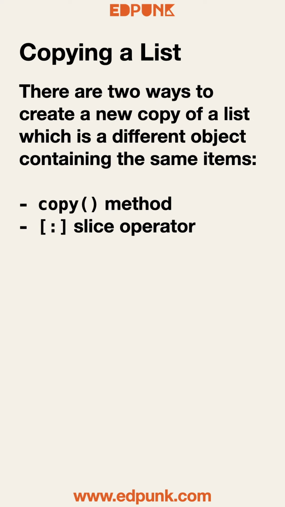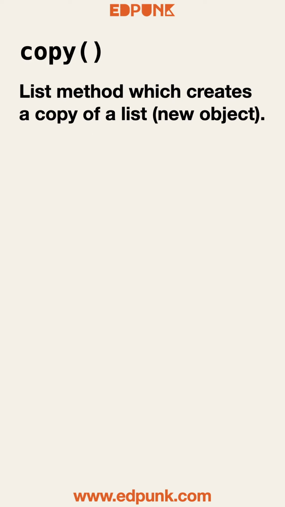To solve this problem, Python provides two ways to create a new copy of a list, which is an entirely new object containing the same items. The first method is the copy method, and the second method is via the usage of the slice operator. Let us start with the copy method.